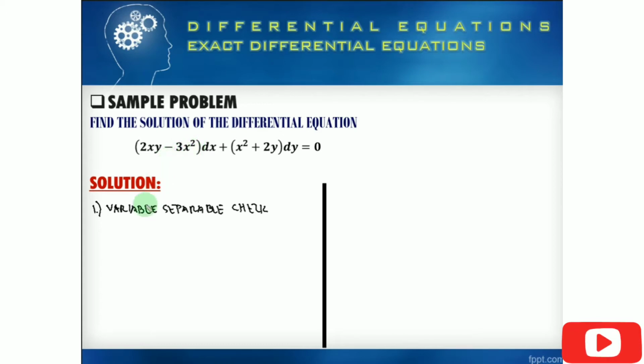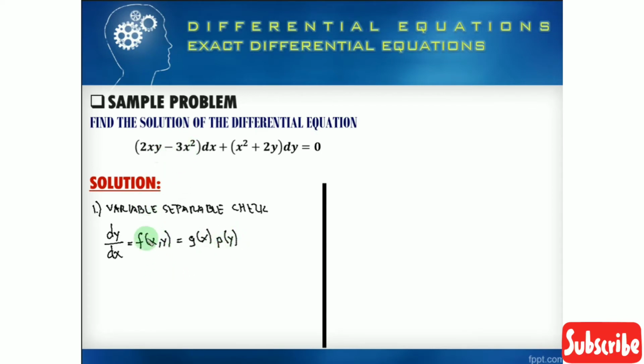Okay, so just in case we are going to find the solution of this differential equation without stating what method we are going to use, first you have to check for variable separable, if this can be solved. So the form of variable separable is dy over dx is equal to a function of x and y, which is equal to j as a function of x times p as a function of y.